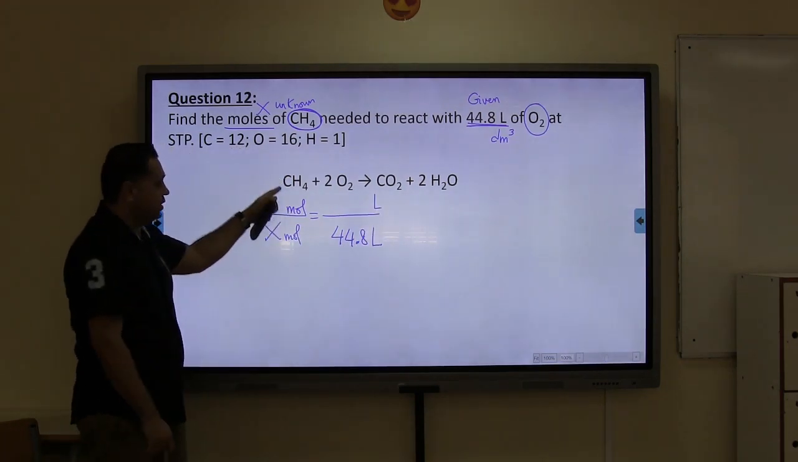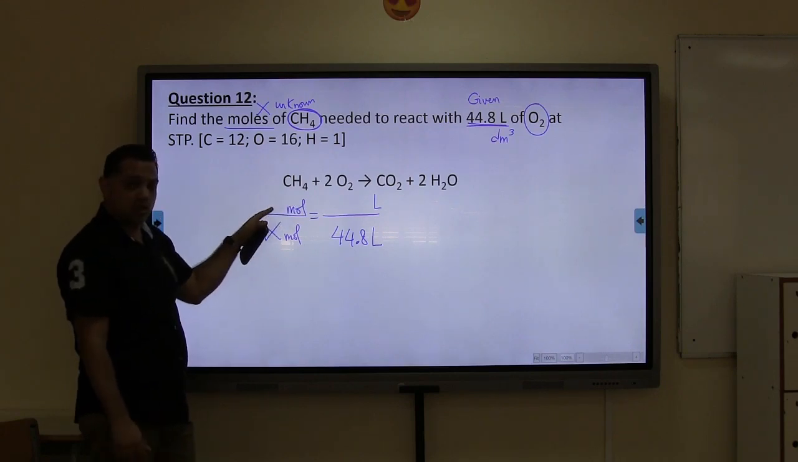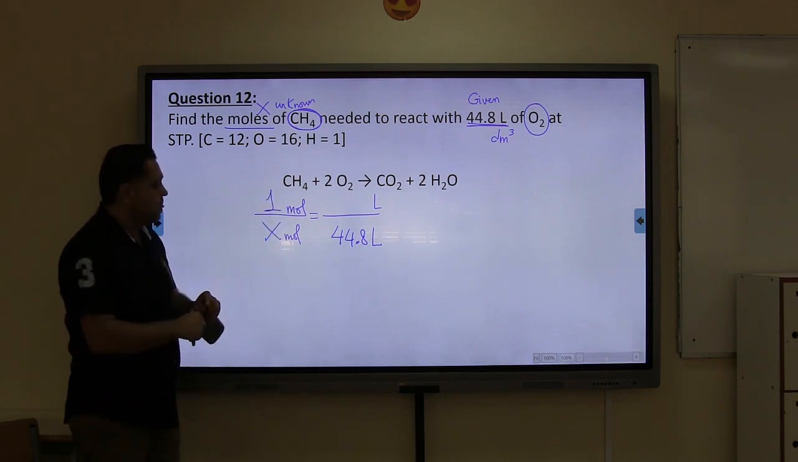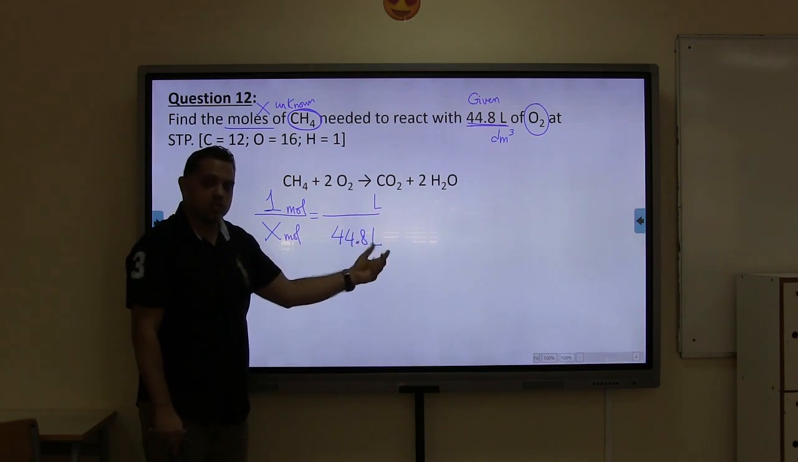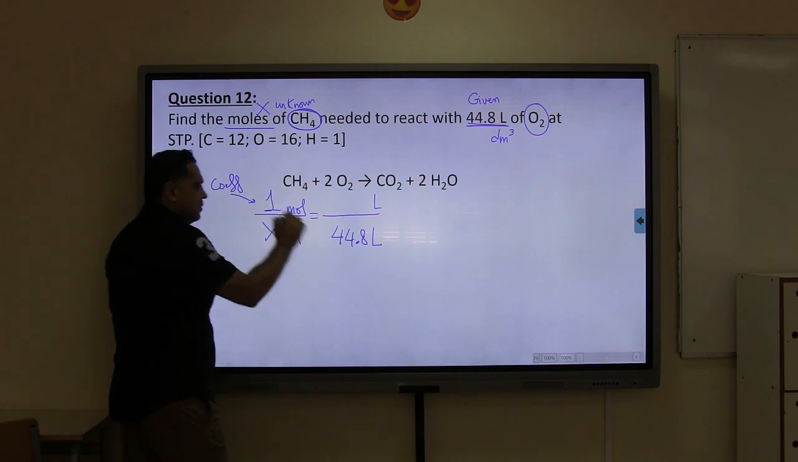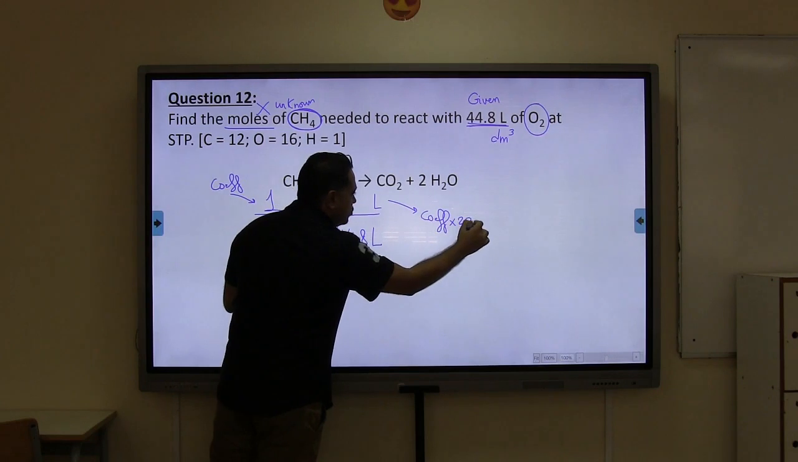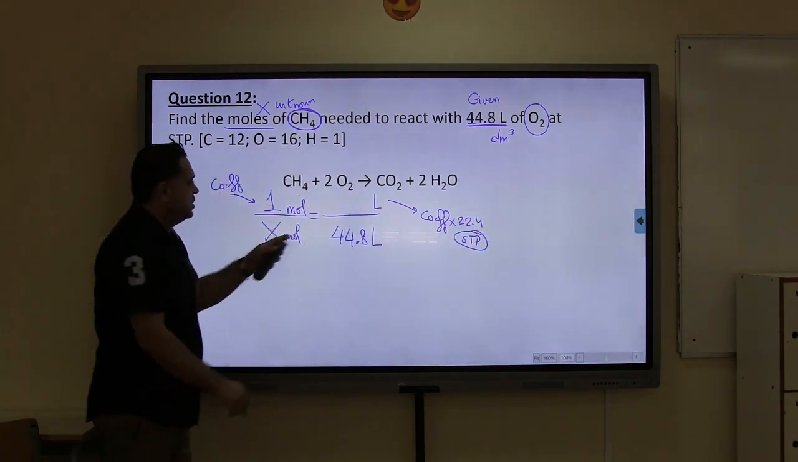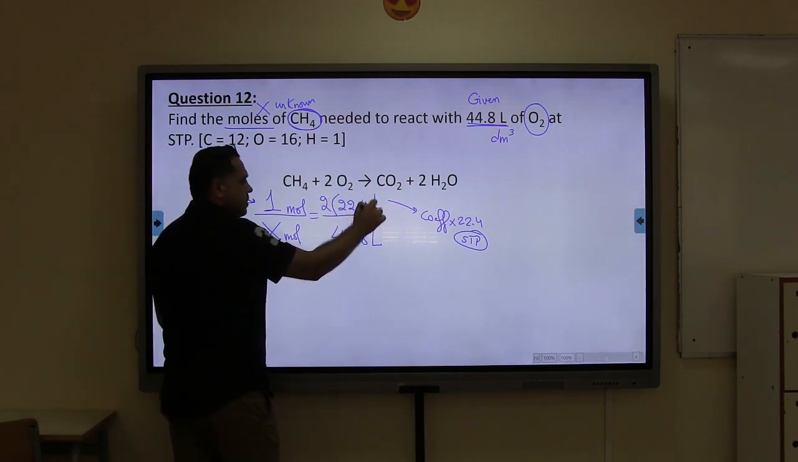How can we find the mole here? We just look at the coefficient. So to find the moles, we look at the coefficient. Coefficient is 1, so I will write 1 mole. Here, to find the liters, to find the volume, I need to look at coefficient times 22.4 because it's at STP conditions. So here it will be 2 times 22.4.